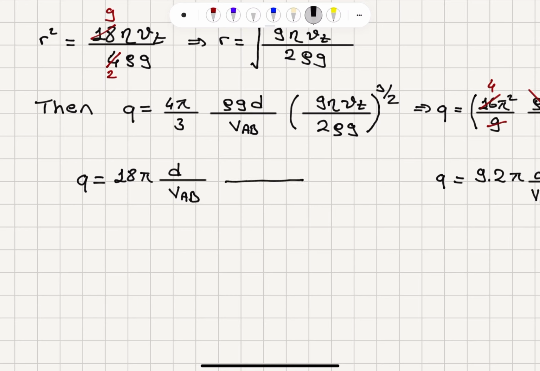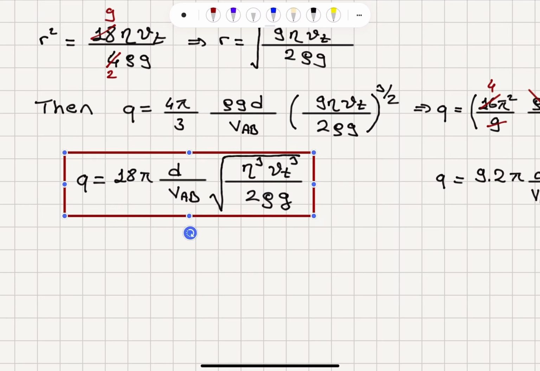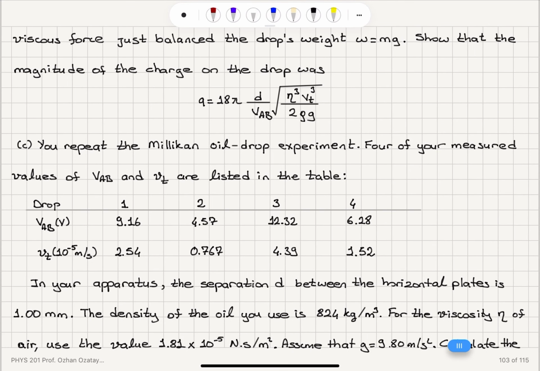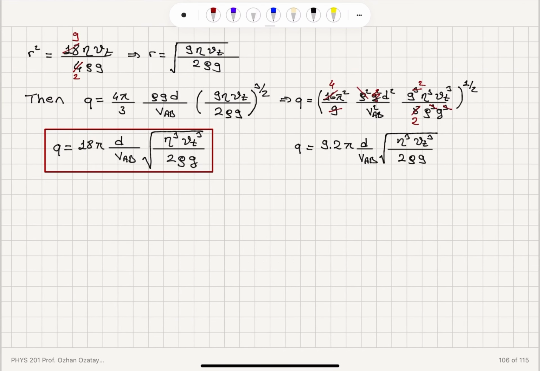Then I have eta cubed V terminal cubed divided by 2 rho g, all inside the square root. So let's compare the answer I have obtained with the suggested answer from part B: 18 pi D over VAB times the square root of eta cubed V terminal cubed over 2 rho g. So that matches the suggested answer.